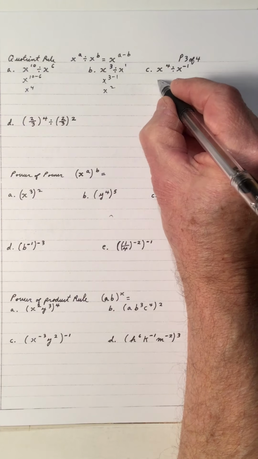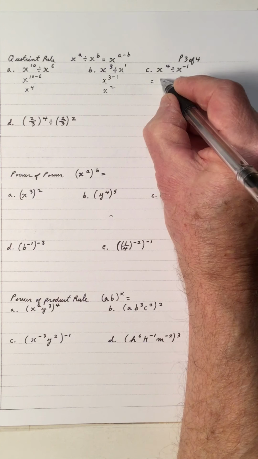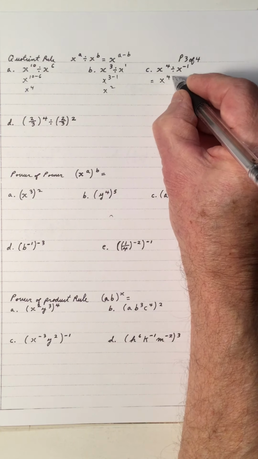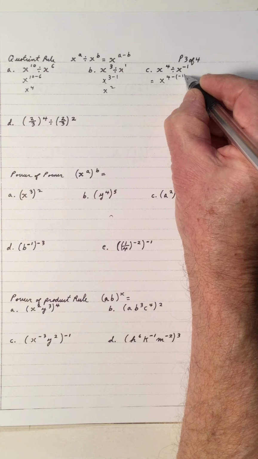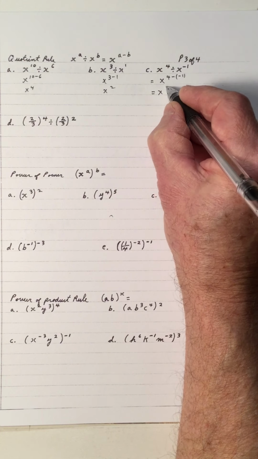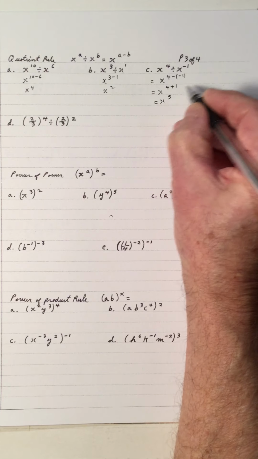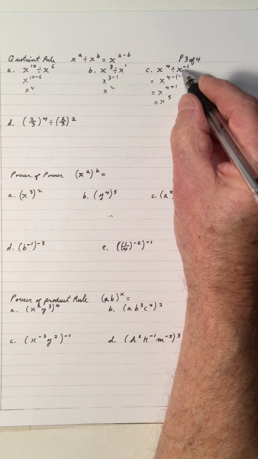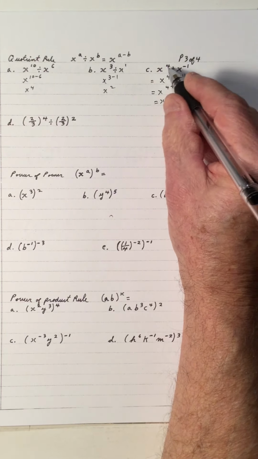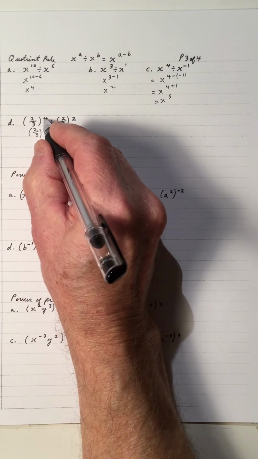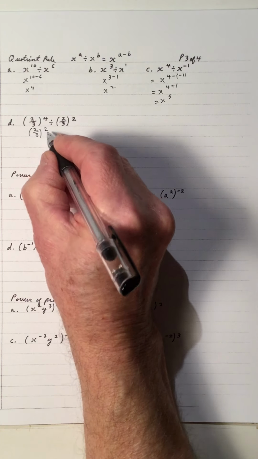And notice now, we're dividing, same bases of x, so it's 4. And we're dividing, so we subtract a negative 1. So that's x to the 4 plus 1, so it's x to the 5. Again, we're dividing, same bases, we subtract. And we have the same base of 2/3. And because we're dividing, we subtract, so 4 subtract 2 is 2.